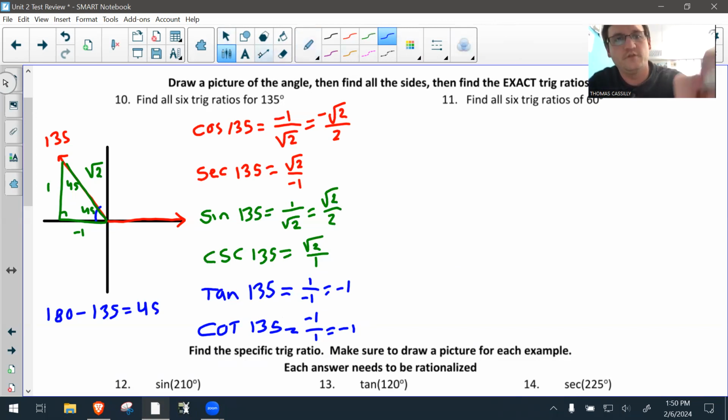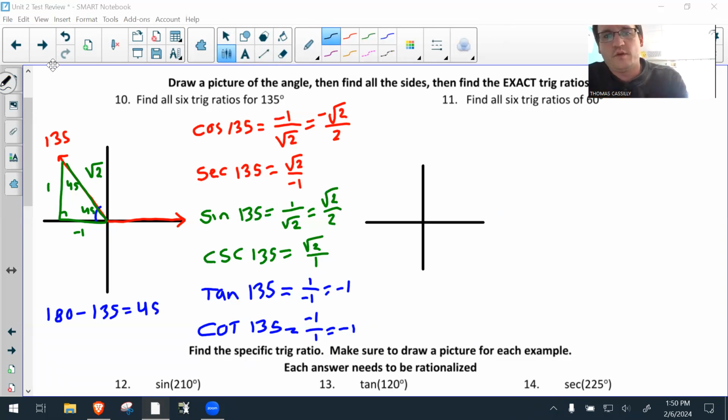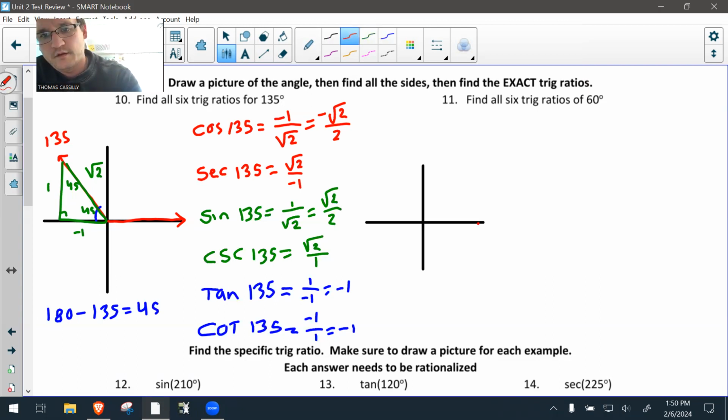We're going to go ahead and do the same thing on number 11. Make another graph, but this time we are looking for 60 degrees. So drawing your standard angle at 60 degrees, that happens to be our reference angle right here. So this is a 30, 60, 90 triangle. Hopefully you remember that one as well.